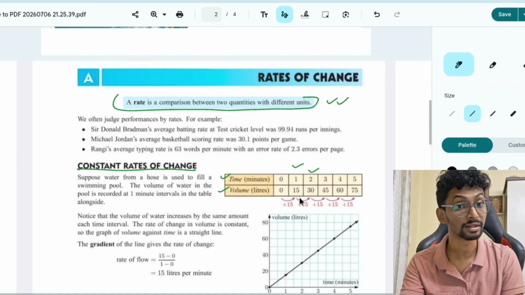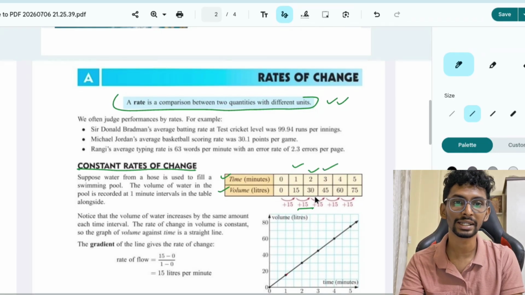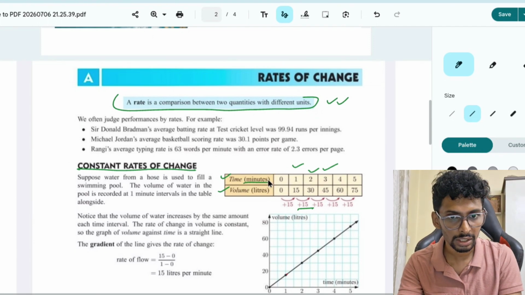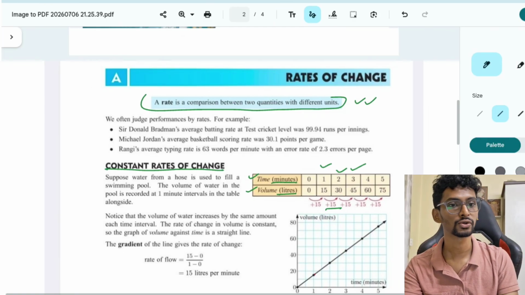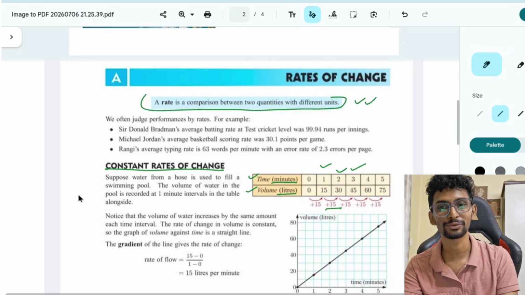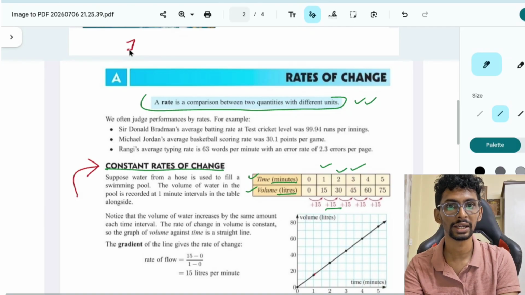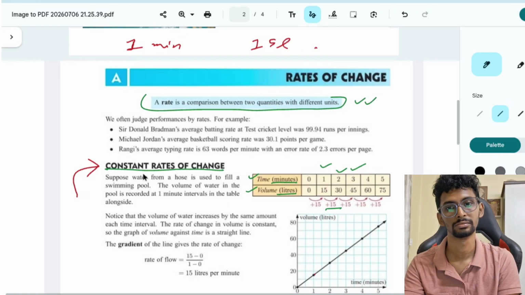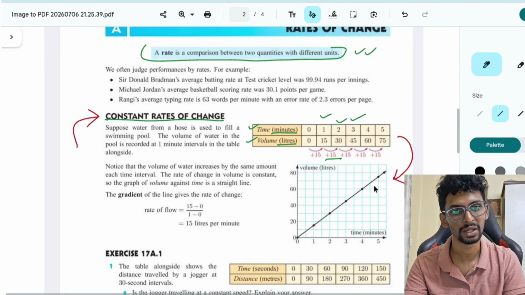After 2 hours, it increased by 15 and becomes 30. After 3 hours, again it increased by 15 and becomes 45. So you can see in every hour, they've compared time with liters. In every hour, it is increasing by 15 liters. Since it is increasing equally at equal intervals of time, you can say the rate of change is constant. For every 1 hour, the volume is increasing by 15 liters. Since it's constant, the graph will be something like this, a straight line.